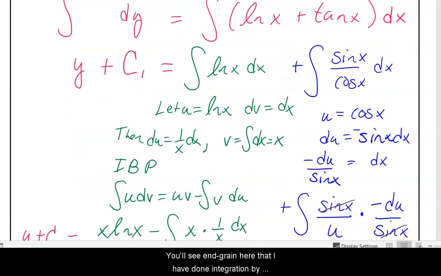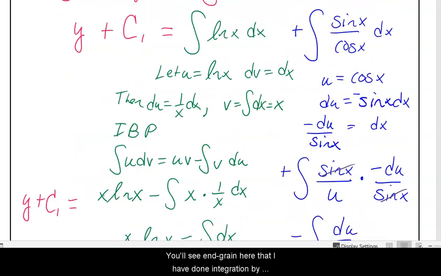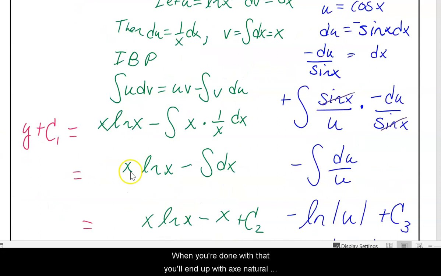You'll see in green here that I have done integration by parts by allowing u to be the natural log of x and dv to be dx. Then you compute du and v by taking the derivative of u and integrating dv. When you are done, you need to use integration by parts, and the formula for it I've rewritten here in the center for your ease. When you're done with that, you'll end up with x natural log of x minus the integral of dx, which of course is just x again, plus some other constant that comes from that particular indefinite integral.